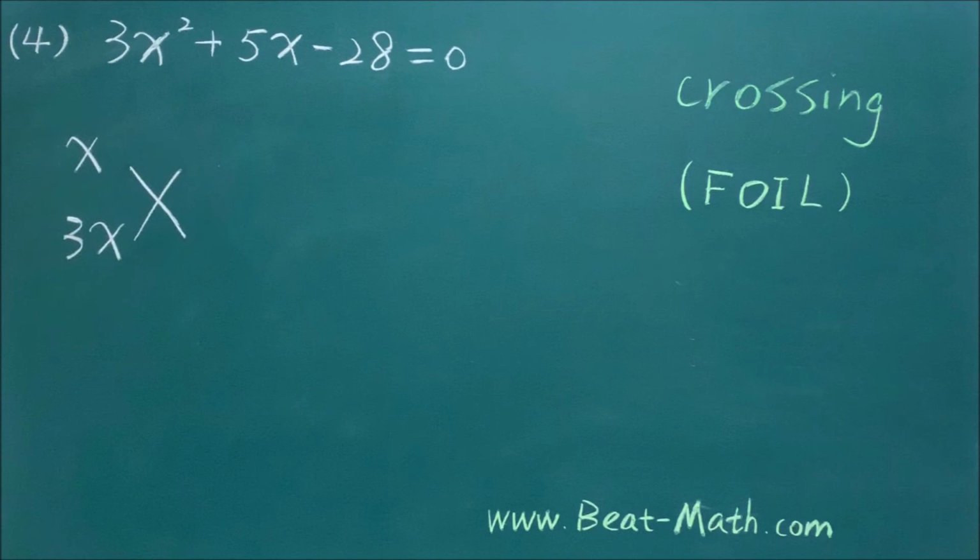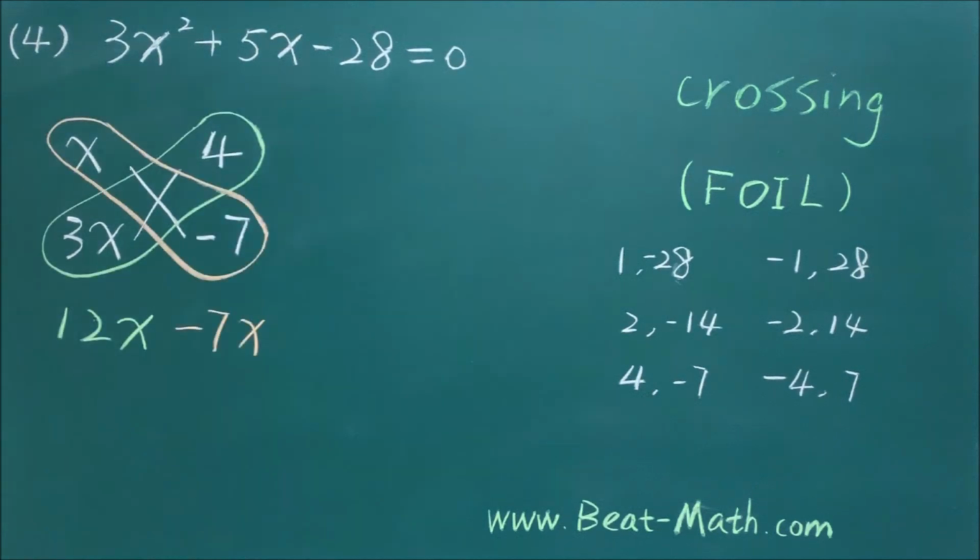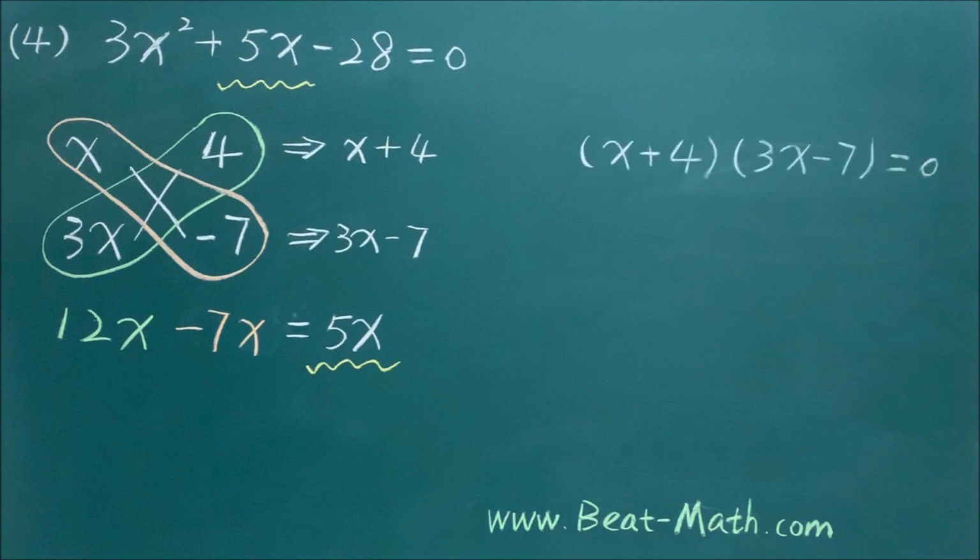Here, 28 can be the product of 1 and negative 28, negative 1 and 28, 2 and negative 14, negative 2 and 14, 4 and negative 7, or negative 4 and 7. Let's cross multiply them with x and 3x. As we can see, only the pair 4 and negative 7 will bring us 5x. So the equation can be factored into (x plus 4) times (3x minus 7) equals 0.